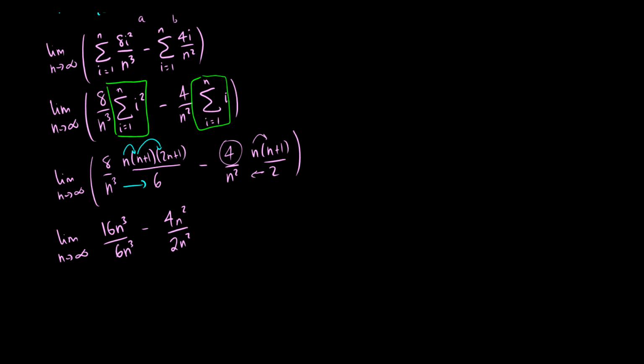Now, when we take the limit as n goes to infinity, what we're going to get is 16 over 6 minus 2, which will be the same thing as saying 2/3. So we have found the area. It's just 2/3.